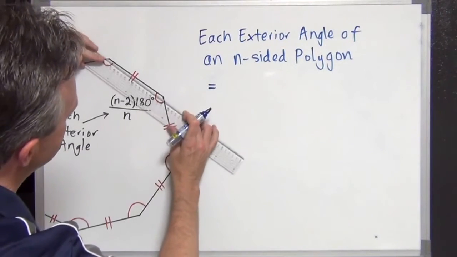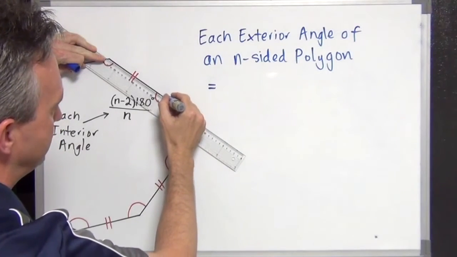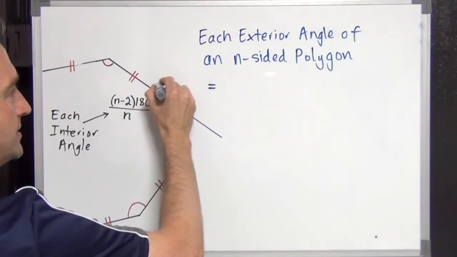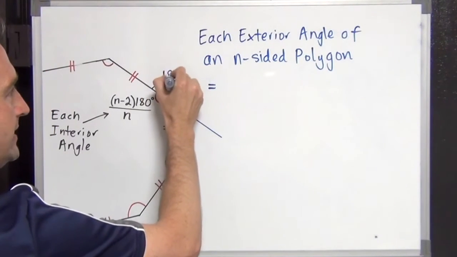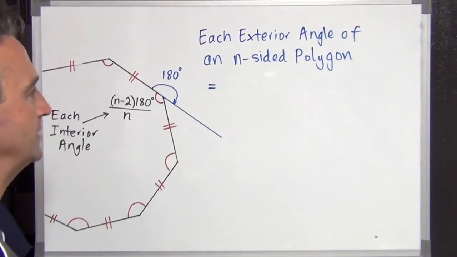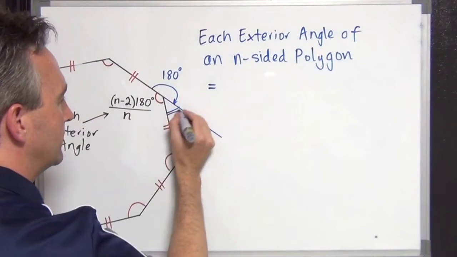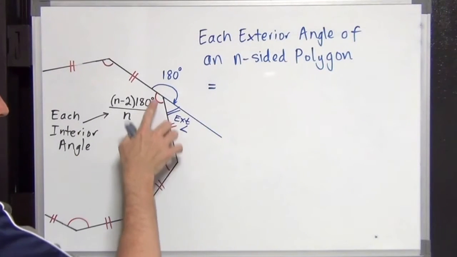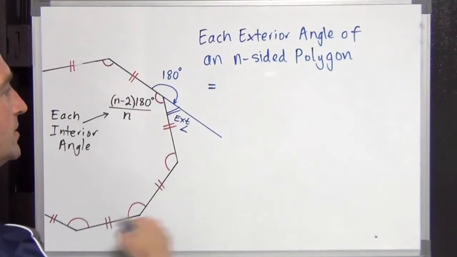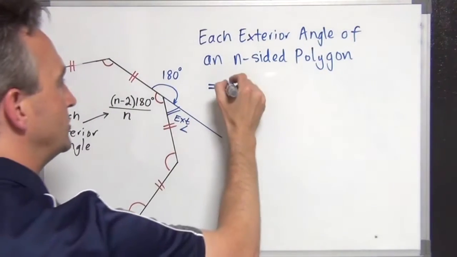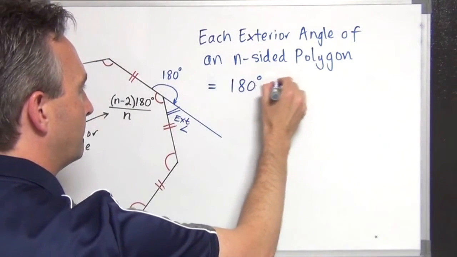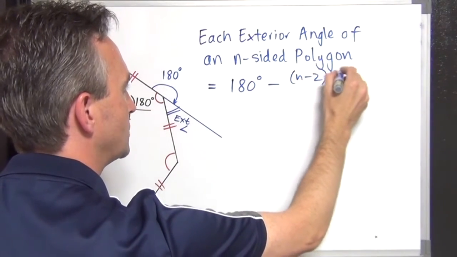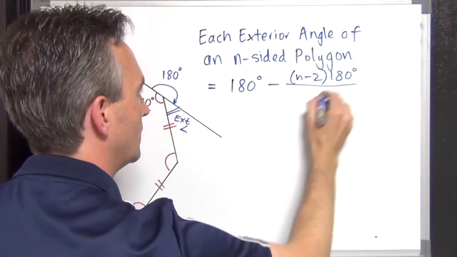To do that, once again, let's just draw an exterior angle. We extend one side, and one of the angles is going to be 180, and the other angle is our official exterior angle, this one here. How are we going to find that value? Well, hopefully remember each exterior angle and each interior angle are supplementary. So each exterior angle is 180 degrees minus an interior angle, n minus 2 times 180 degrees, all over n.